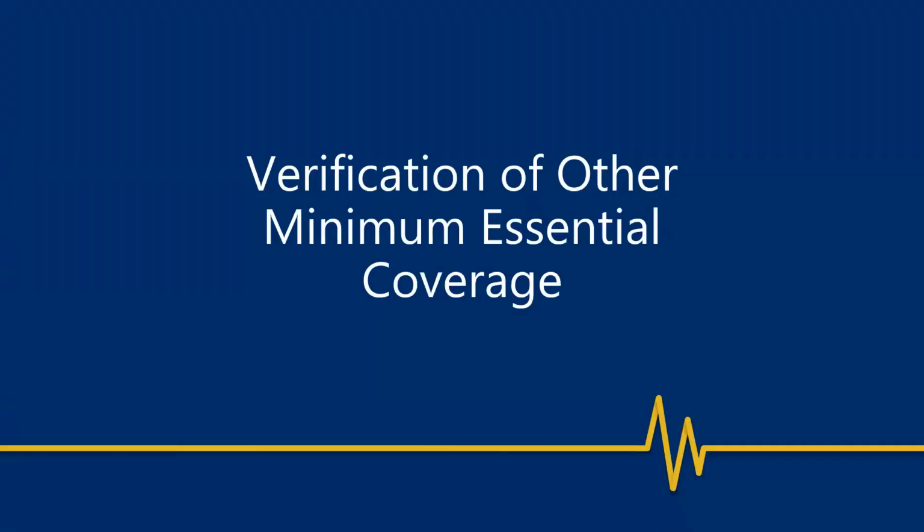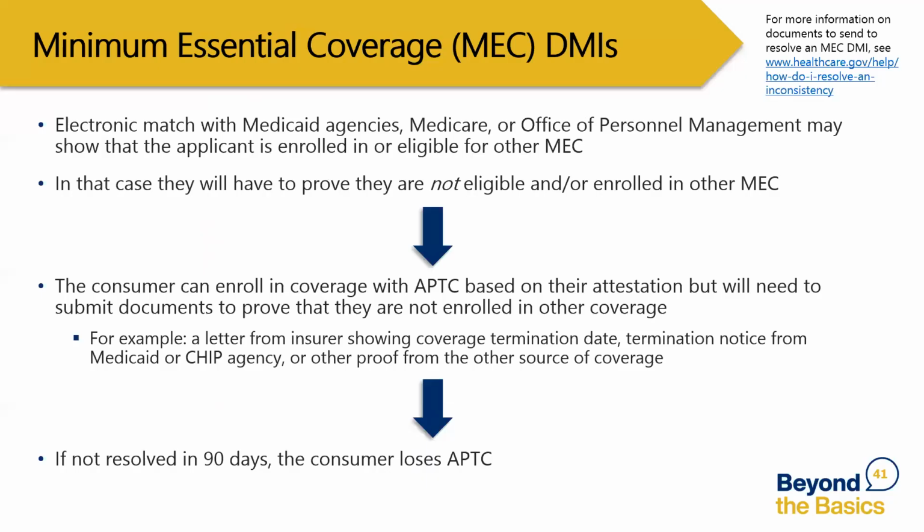So we're going to do a quick tour of verification of other minimum essential coverage. Next slide, please. So there's a different kind of DMI, which we don't see quite as often, which is when there's an electronic match with Medicaid, with a Medicaid agency, Medicare, or the Office of Personnel Management, which is the federal government workers. And that electronic match might show that the applicant is enrolled in or eligible for other MEC, minimum essential coverage. If that's true, then they'll have to prove that they are not eligible and or not enrolled in other MEC.